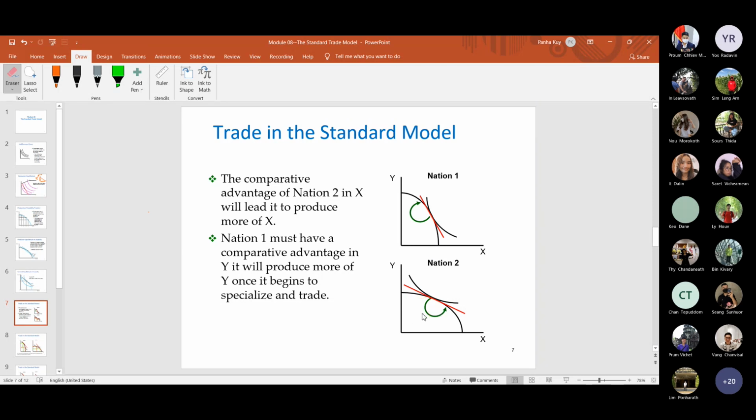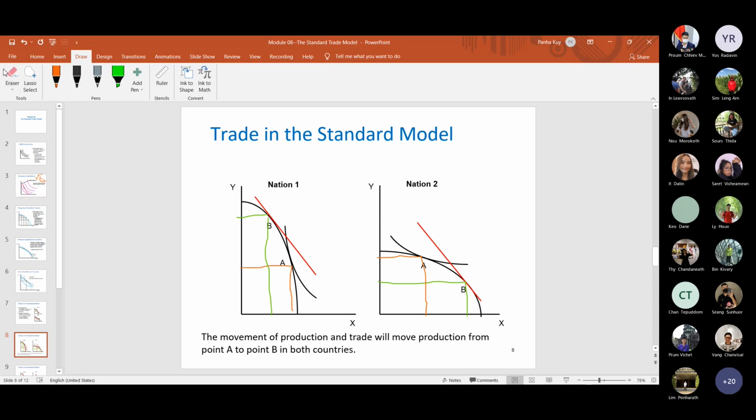In this one they just produce a little good Y and a lot of good X, Nation 1, while Nation 2 produces a lot of good Y and a little bit of good X. See that? And then they realize they have the comparative advantage of producing both goods. So they will reallocate their resources, moving from point A to point B for Nation 1, and for Nation 2 from point A to point B2. Meaning Nation 1 will reallocate more toward producing good X, cutting down good Y, while Nation 2 will increase good Y and cut down good X.